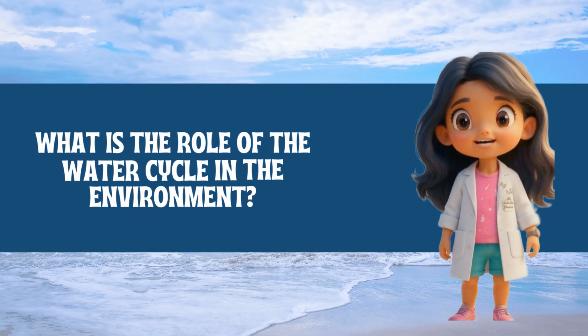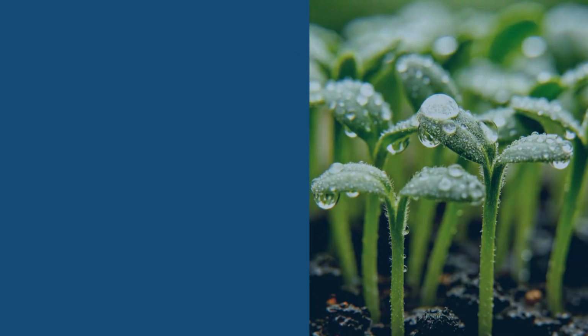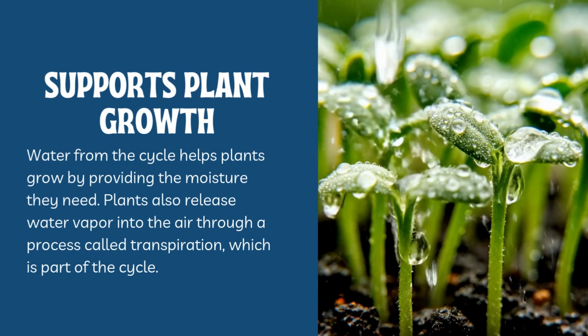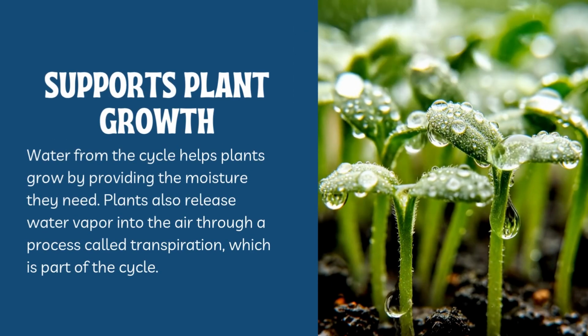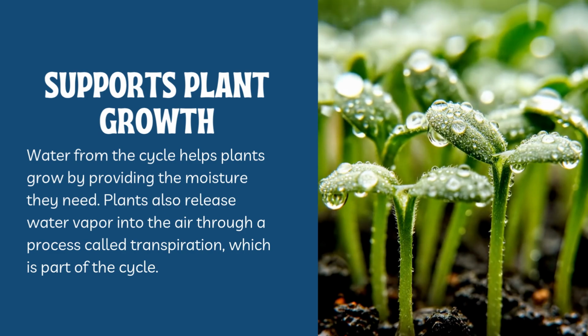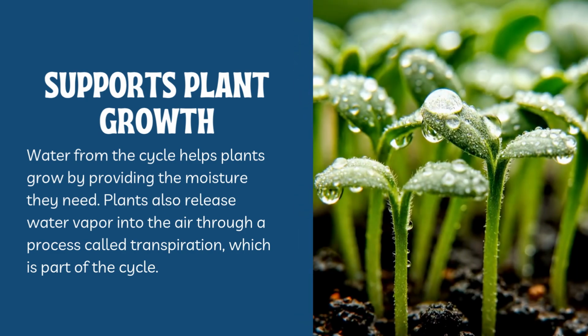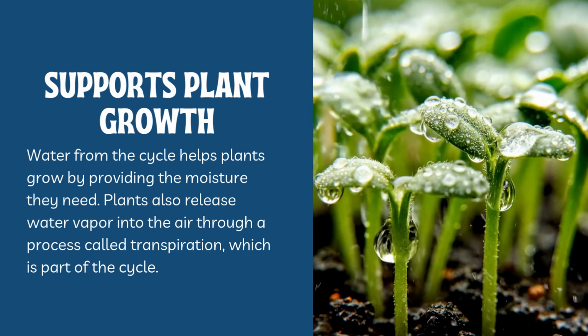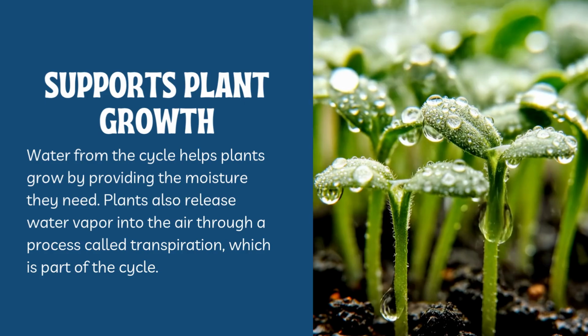What is the role of the water cycle in the environment? Supports plant growth. Water from the cycle helps plants grow by providing the moisture they need. Plants also release water vapor into the air through a process called transpiration, which is part of the cycle.